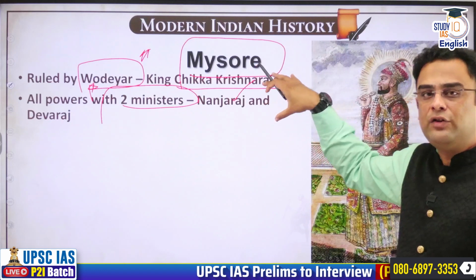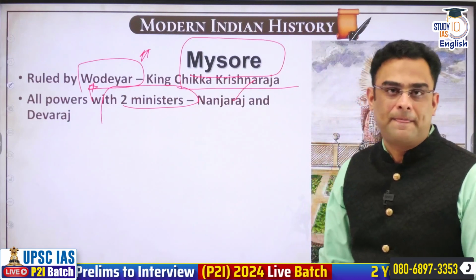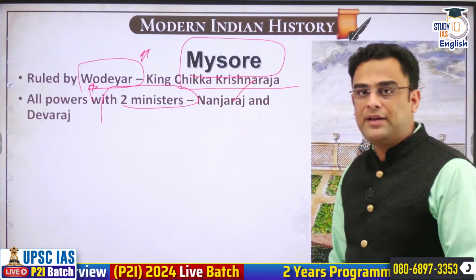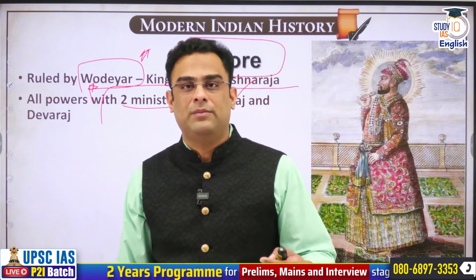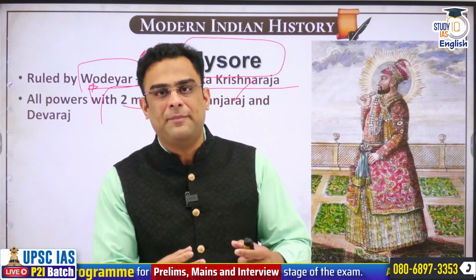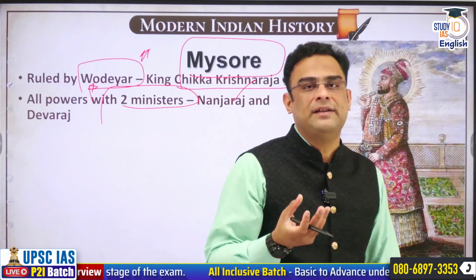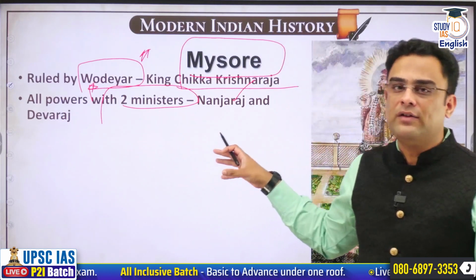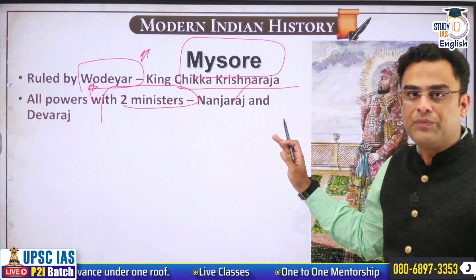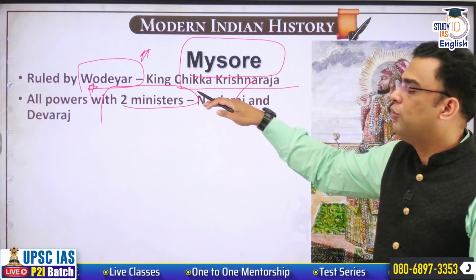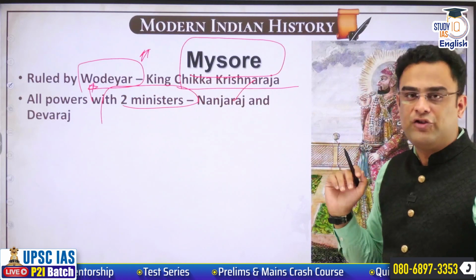Now, earlier, this region of Mysore used to be a part of the great Vijayanagar Empire. When the Vijayanagar Empire suffered its demise after the Battle of Talikota, it started to unravel, and out of it, some principalities were born. Mysore was the most significant among them. It continued for quite some time. And this Mysore was ruled by the Wadiyar ruler King Chikka Krishna Raj.